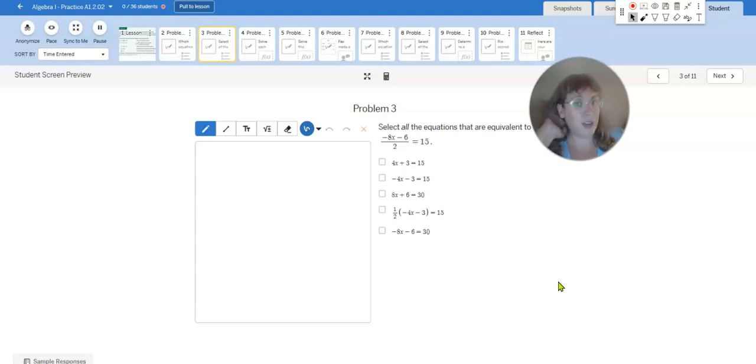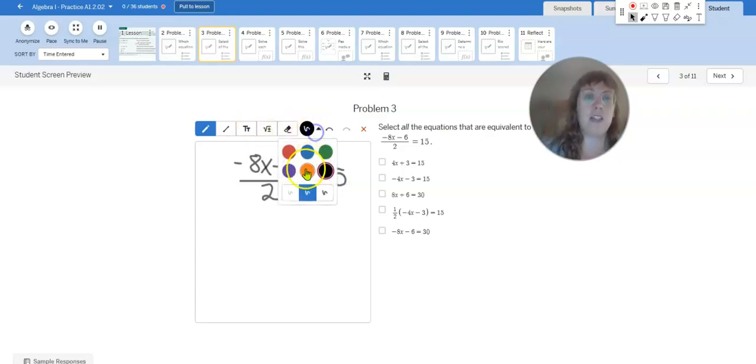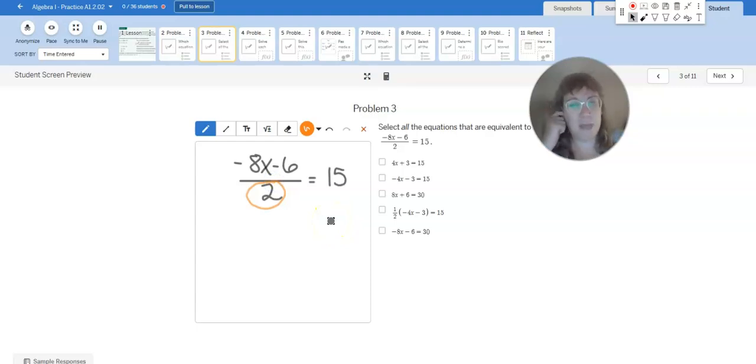This says select all the equations that are equivalent to negative 8x minus 6 all divided by 2 equals 15. So let's look at our equation. I'm going to write it on my little board here, and I'm going to start to solve it. When I'm working on problems like this, the first thing I would do to solve is I want to get rid of this divided by 2. That's messy. It's a fraction. It's tricky. The opposite of dividing by 2 is multiplying by 2.